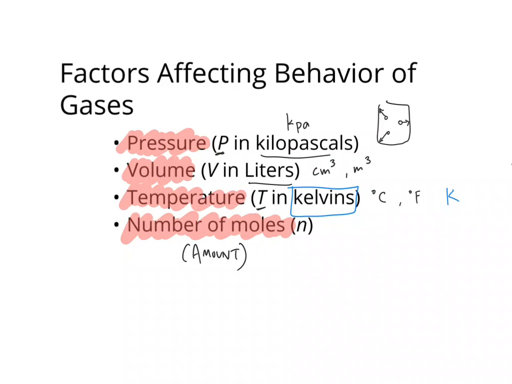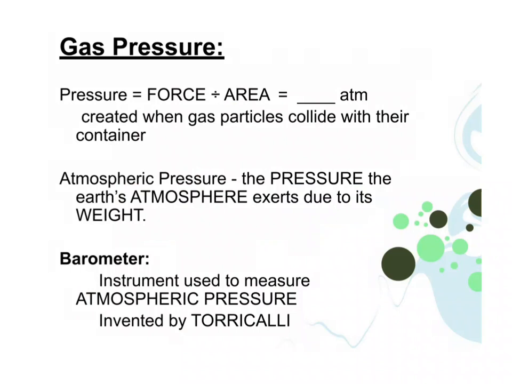The last factor that affects the behavior of a gas is the number of moles, which is referring to the amount. And we refer to the amount as a symbol N. A lot of times if you can convert to the number of moles, that makes stoichiometry so much easier, which we've practiced here in the past. So gas pressure is equal to the force over area, and that determines how many atmospheres is created when these gas particles collide with their container.